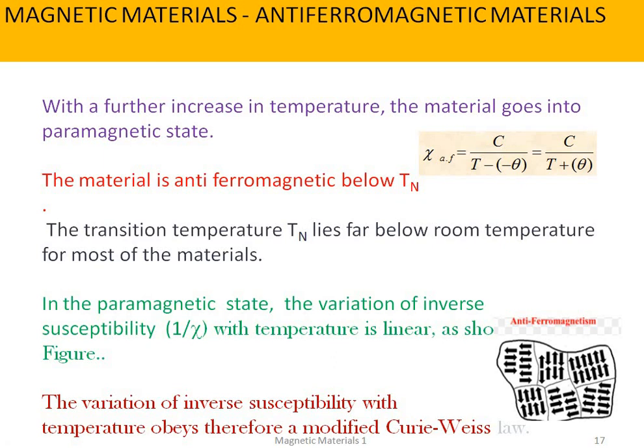Even these materials are dependent on temperature, but here we call it the Néel temperature. So above the Néel temperature the antiferromagnetic materials are converted into paramagnetic materials.